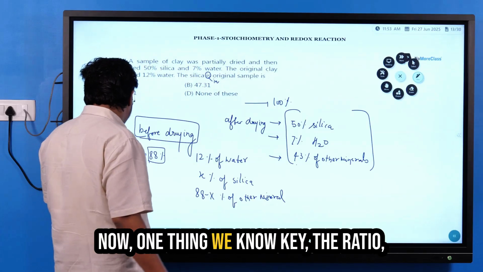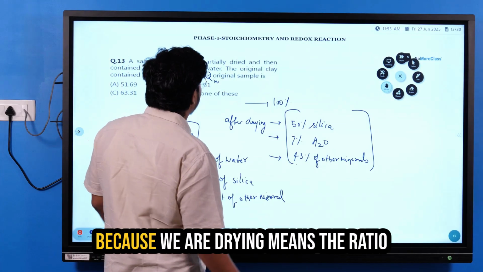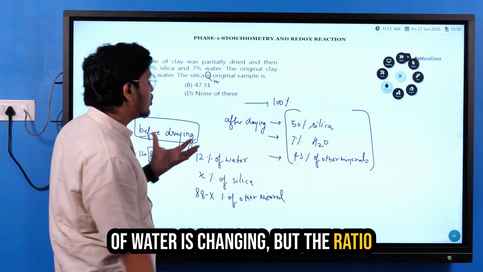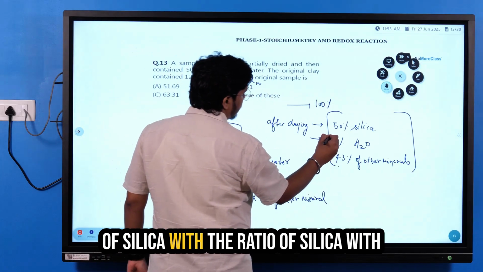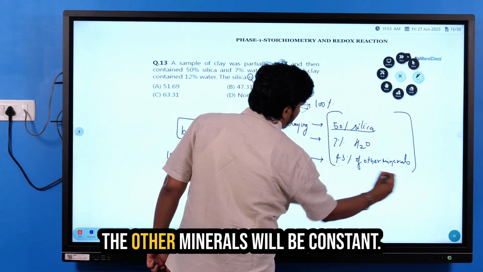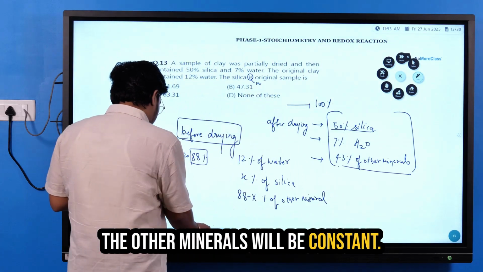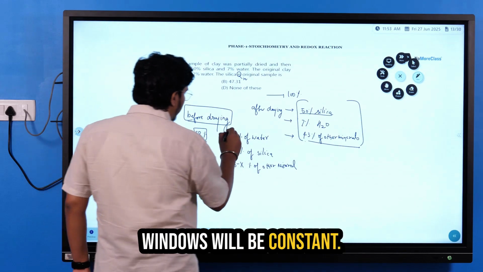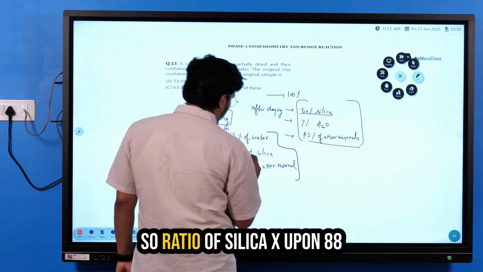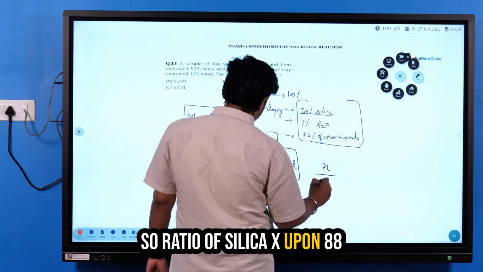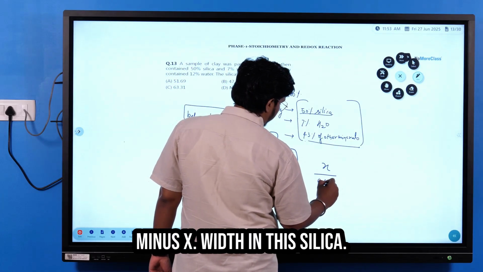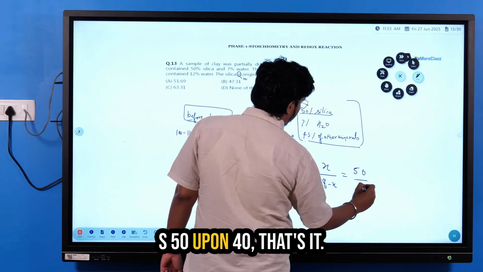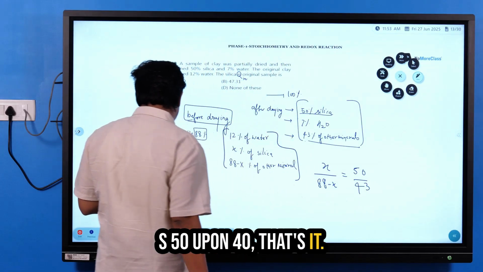Now, one thing we know: because we are drying, the ratio of water is changing, but the ratio of silica with the other minerals will be constant. So we can use that. The ratio of silica X upon 88 minus X, in this case silica is 50 upon 43. That's it. Solve for X.